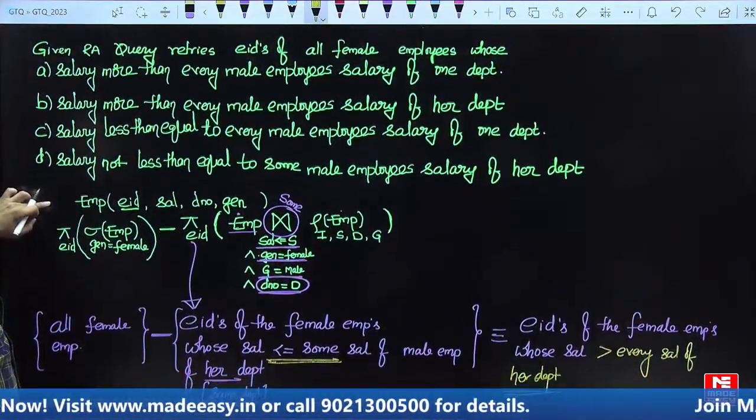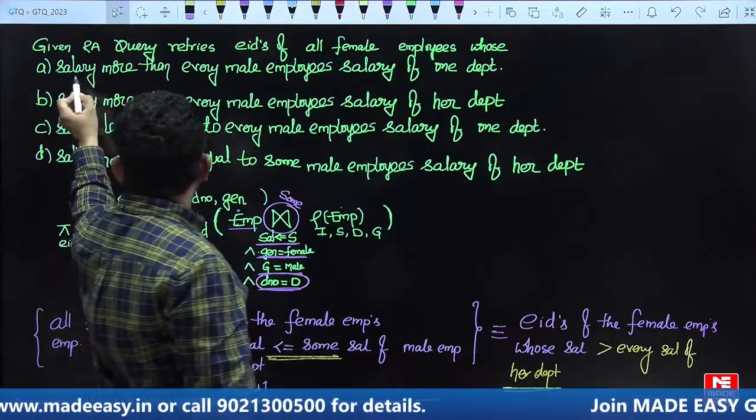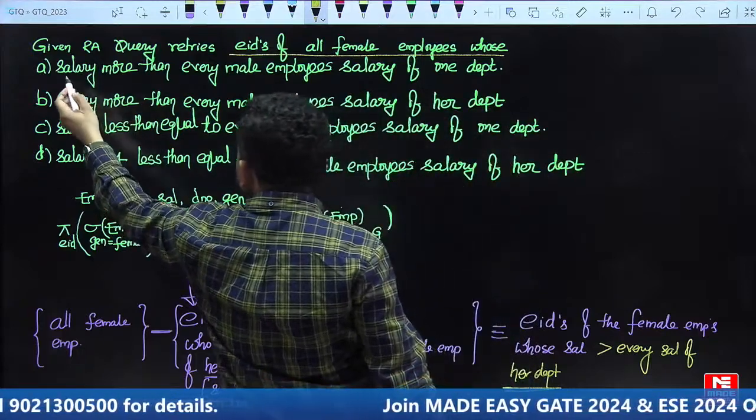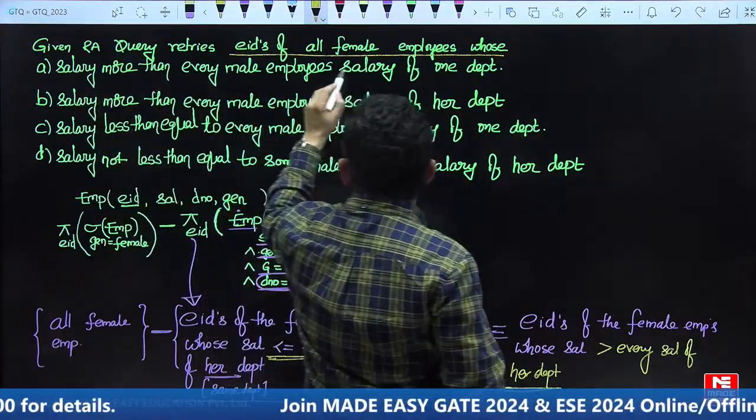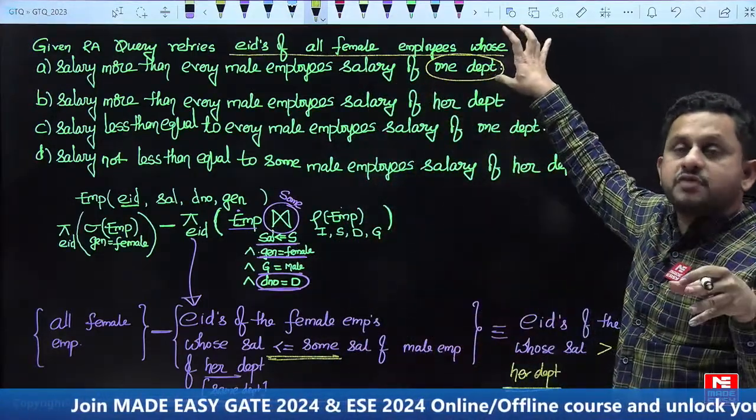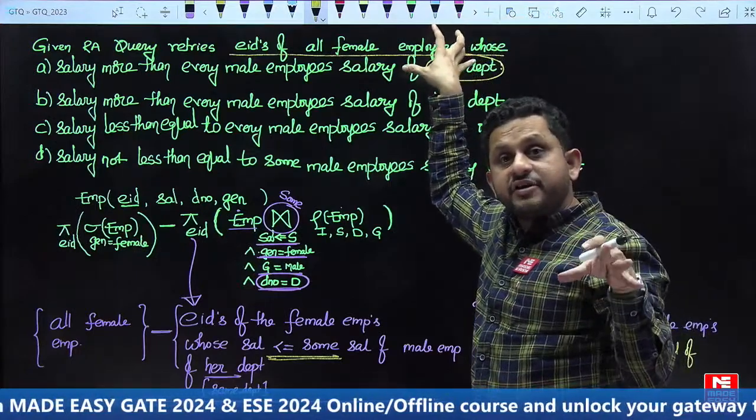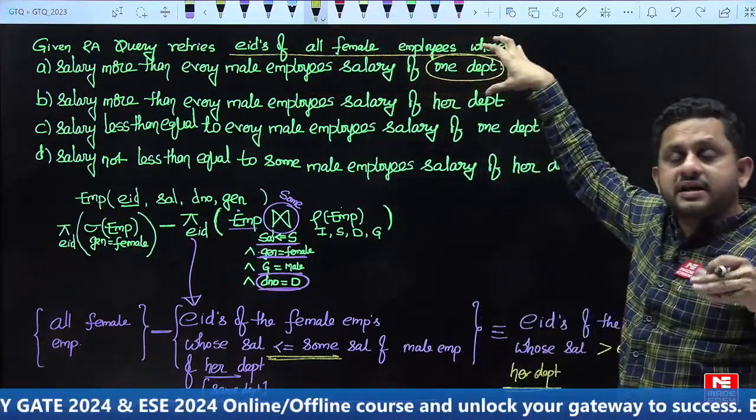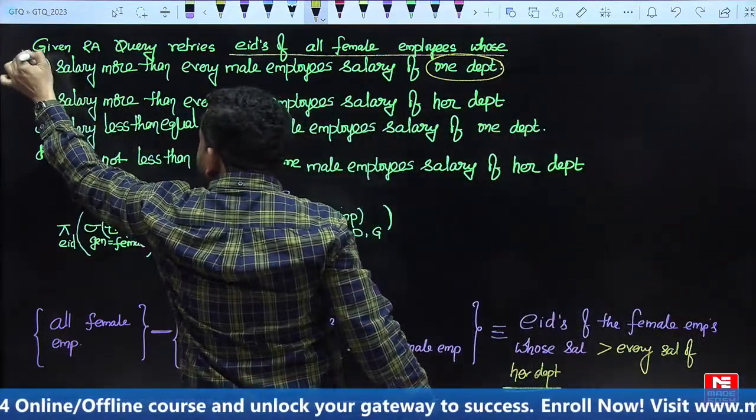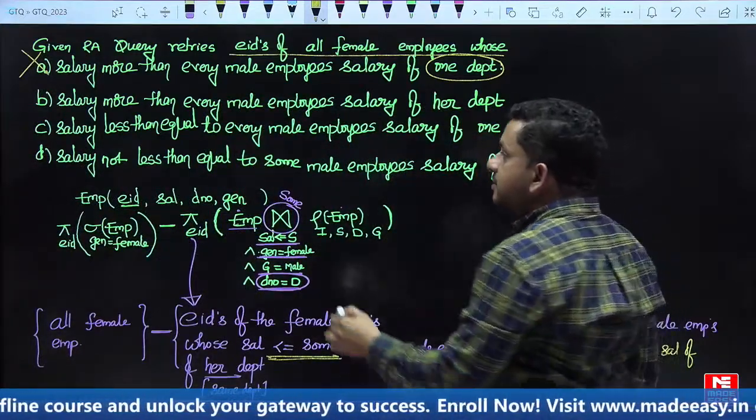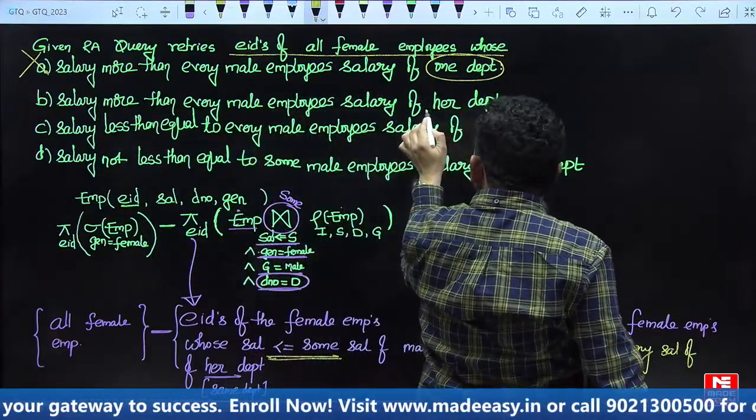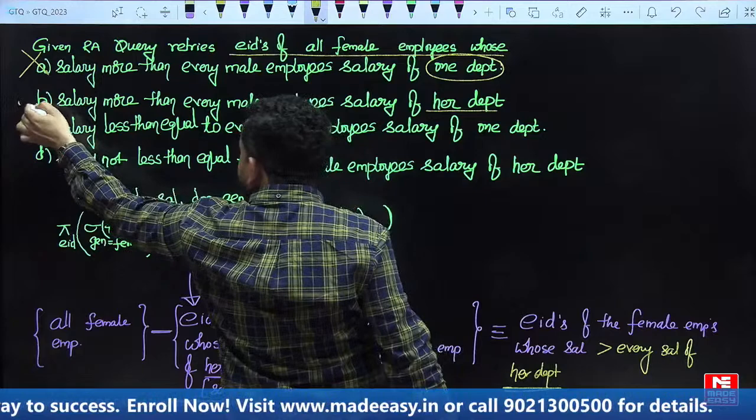Let's see what the correct option is. Option A retrieves EIDs of all females whose salary is more than every male employee salary of one department. It's not like that; we are not comparing with one particular department. It is salary greater than every male salary of their own department, the same department. So salary more than every male employee salary of her department is the correct answer.